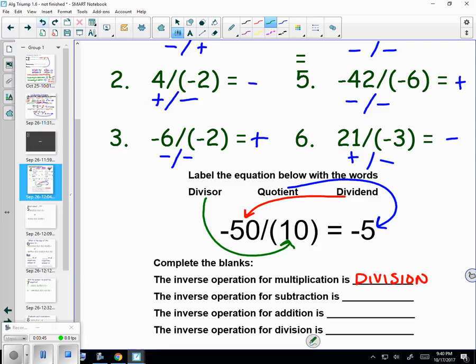The inverse operation for subtraction is addition. The inverse operation for addition is subtraction. And the inverse operation for division is multiplication.